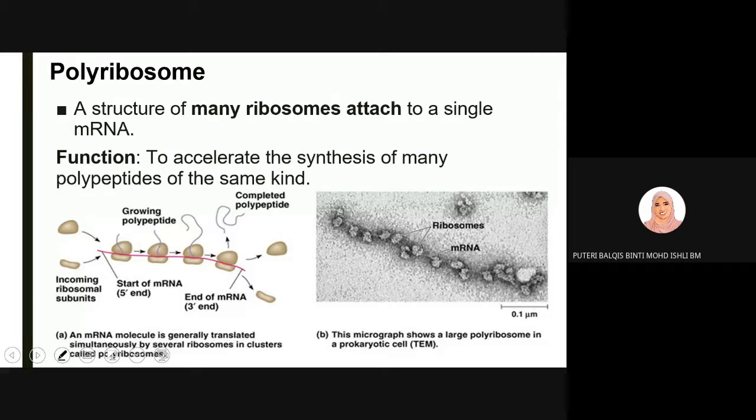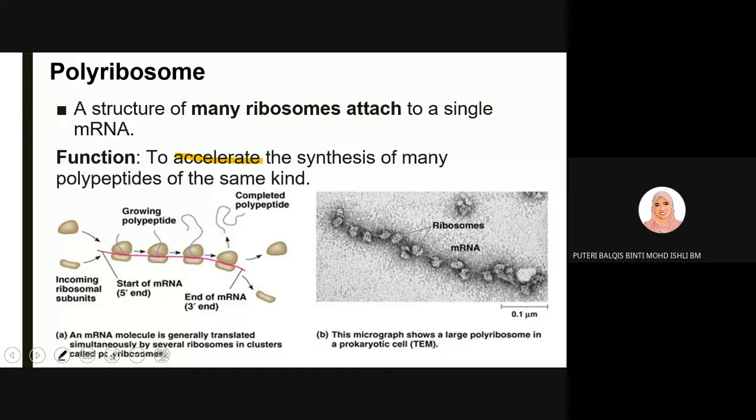Why do we have polyribosome? To accelerate the synthesis of many polypeptides of the same kind. Soalan pernah tanya 2 markah. Dulu masa topik ni keluar final exam, dia pernah tanya 2 markah. Kalau dia tanya dalam MCQ, what is polyribosome? Or dia boleh tanya, what is the significance of polyribosome? Okay. So, the significance of polyribosome is to accelerate the synthesis of many polypeptides of the same kind.